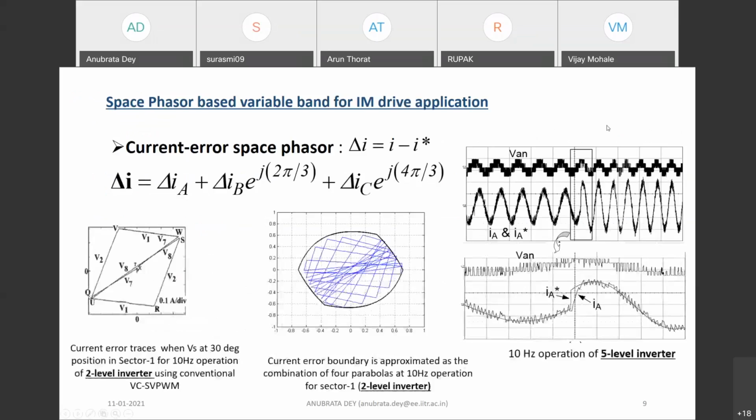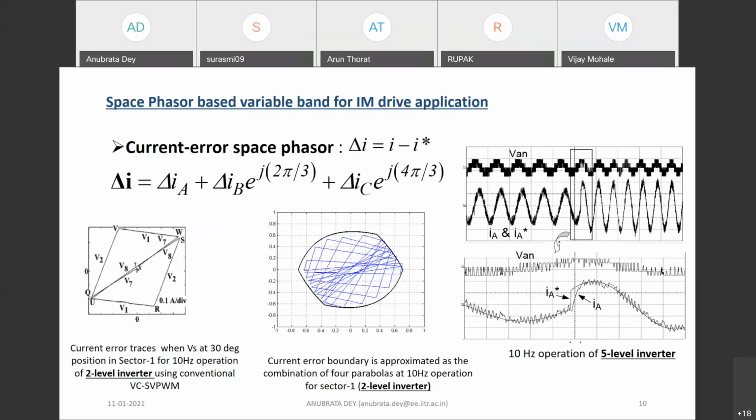Now, there are other techniques proposed recently, from 2013-14 onwards, or I would say even from 2011 onwards, such papers are available. This is called space vector based variable band for induction motor drive application, which is a completely different approach from the previous three current control approaches.